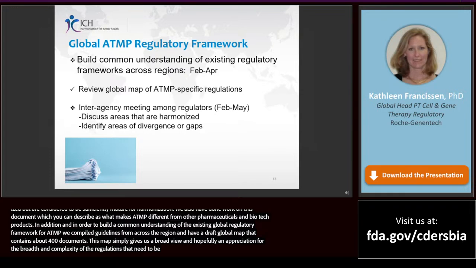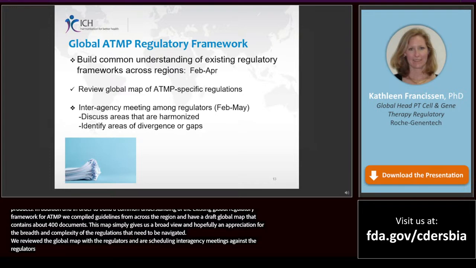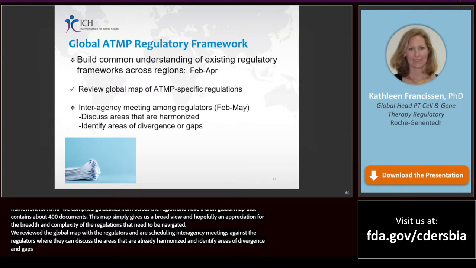We've reviewed this global map with the regulators in the group and are scheduling interagency meetings amongst the regulators where they can discuss the areas that are already harmonized, identify areas of divergence or gaps, and compile the information and the perspectives that they gain.